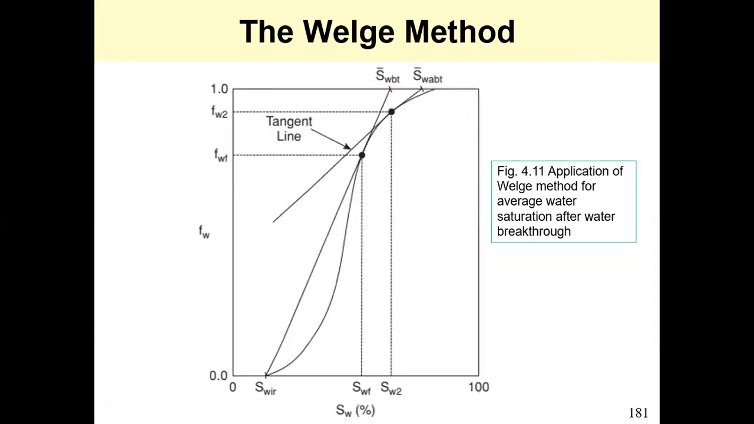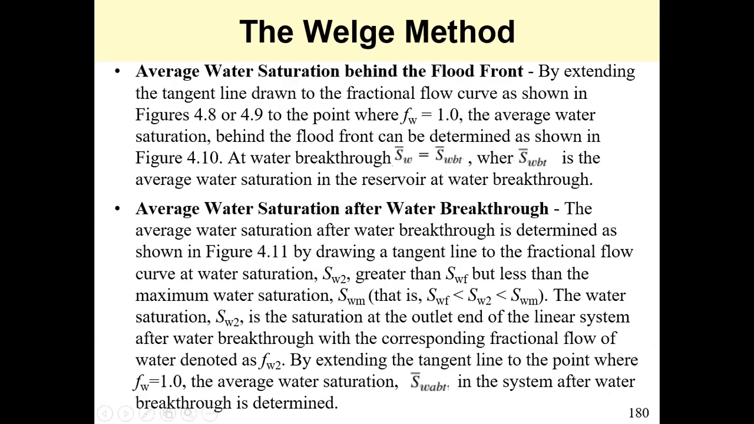However, after breakthrough, this is used. Remember that this is the shock front saturation, and this is the average saturation at breakthrough. Subsequently, you will draw a line of tangent, this could be 5% above the shock front saturation, all the way here, and this gives you the average saturation after breakthrough. Of course, Sw2 will be greater than Swf, but less than the maximum water saturation.